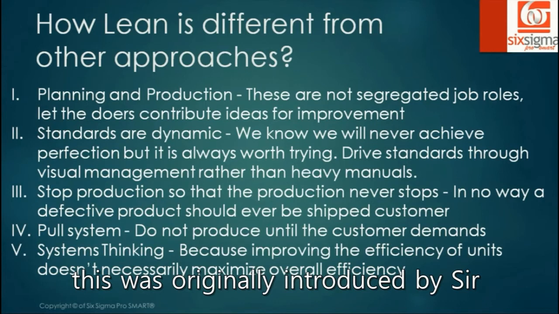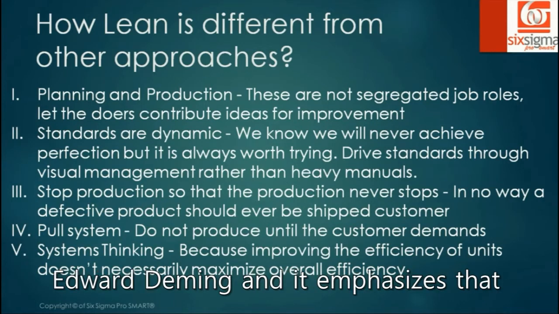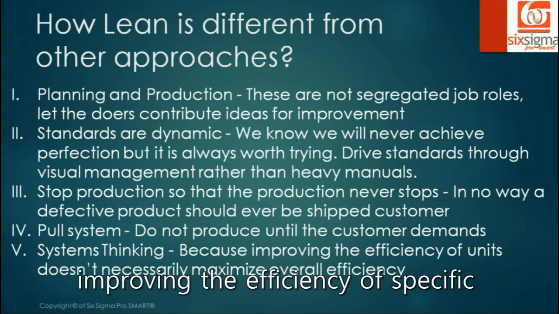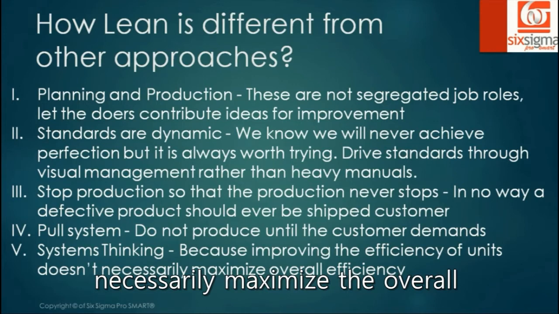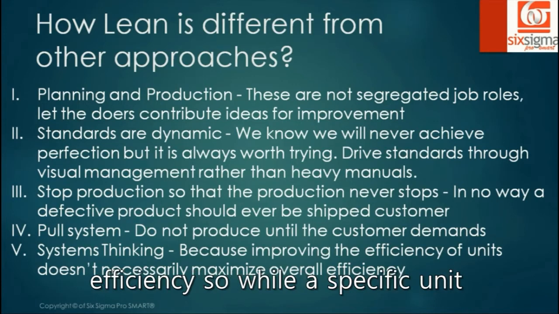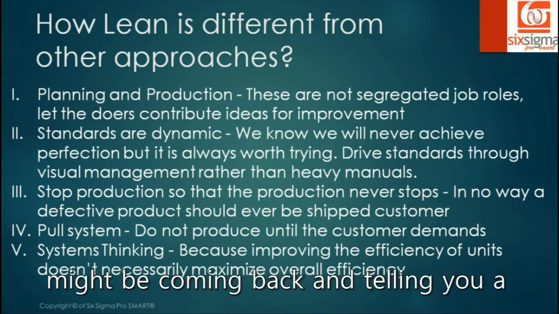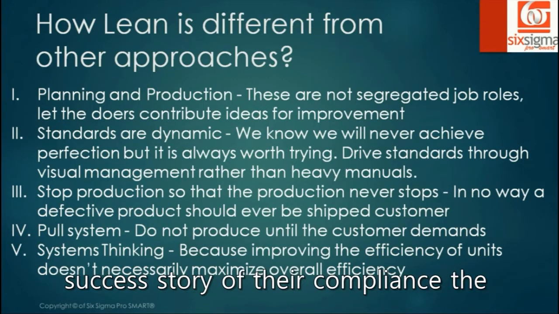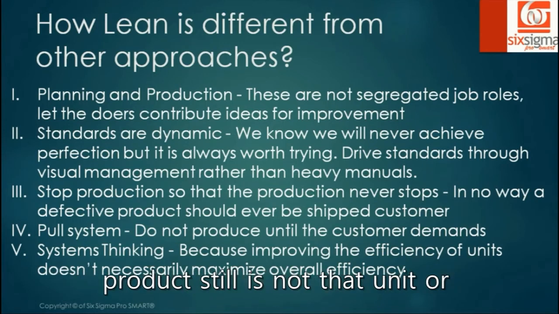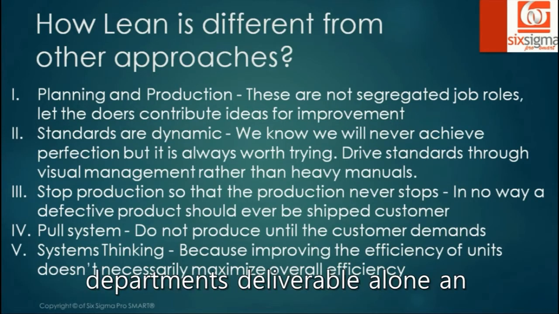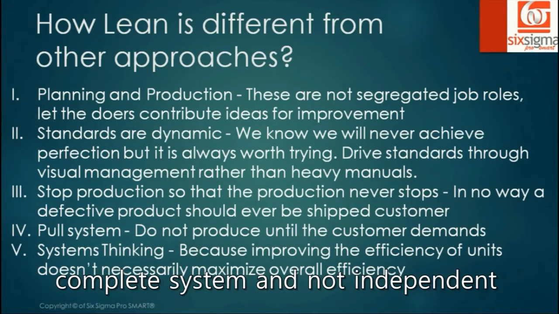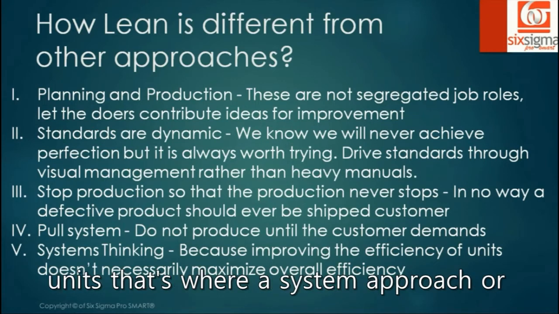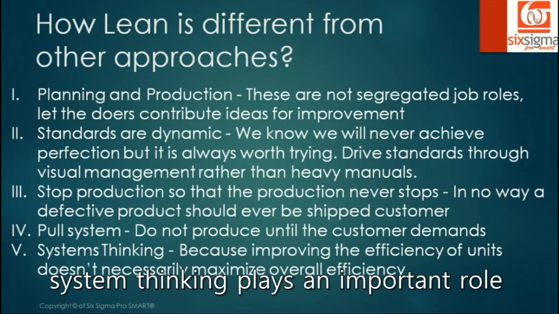This was originally introduced by Sir Edward Deming, and it emphasizes that improving the efficiency of specific units or departments alone does not necessarily maximize the overall efficiency. So while a specific unit might be coming back and telling you a success story of their compliance, the product still is not that unit or department's deliverable alone. An excellent product is an outcome of a complete system and not independent units. That's where a system approach or system thinking plays an important role.